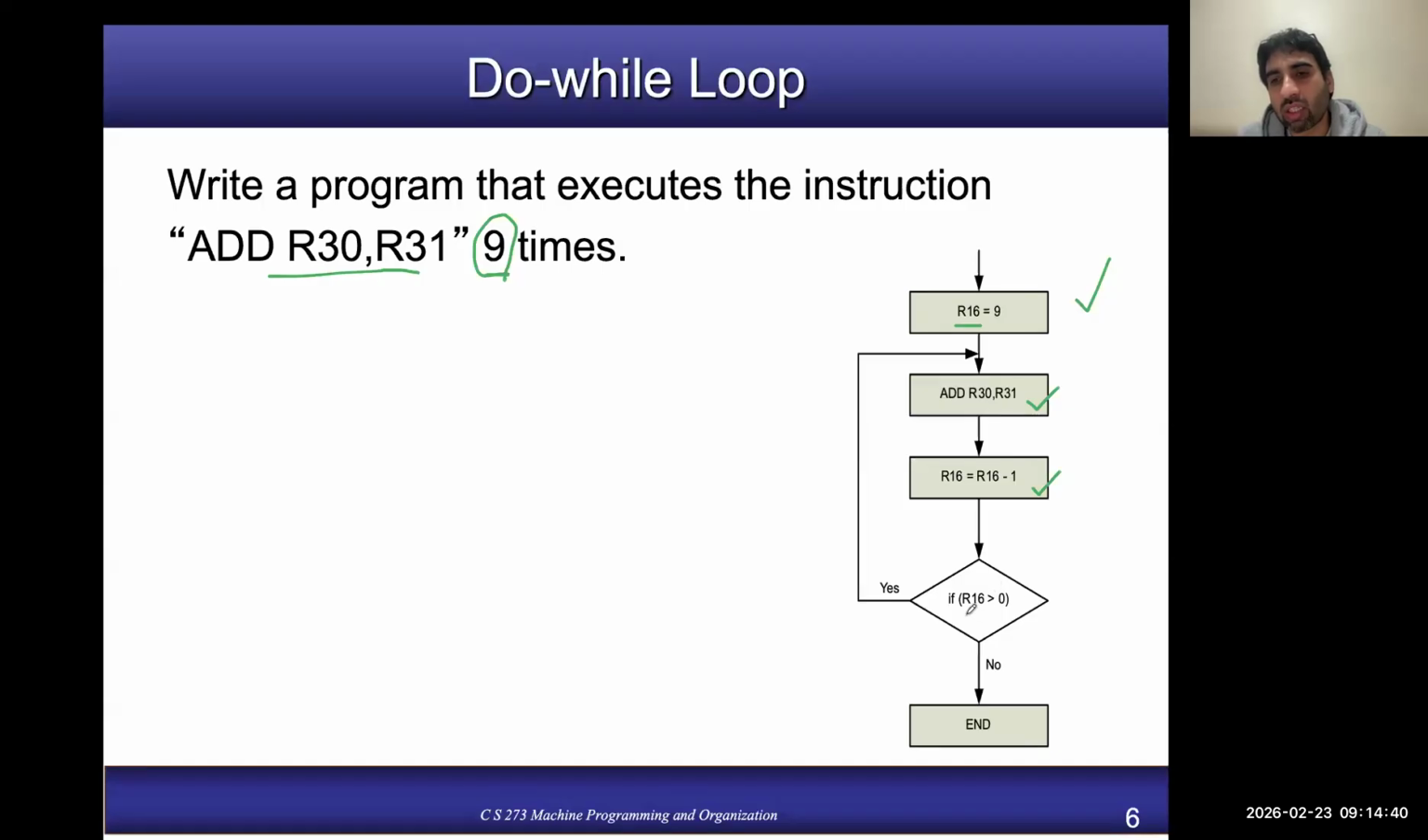And then we are testing if R16 is greater than 0, then go back and add R30 and R31 once more. If it has become equal to 0, then we stop or terminate our loop. Is everyone clear on what we are going to do, what we are going to code?